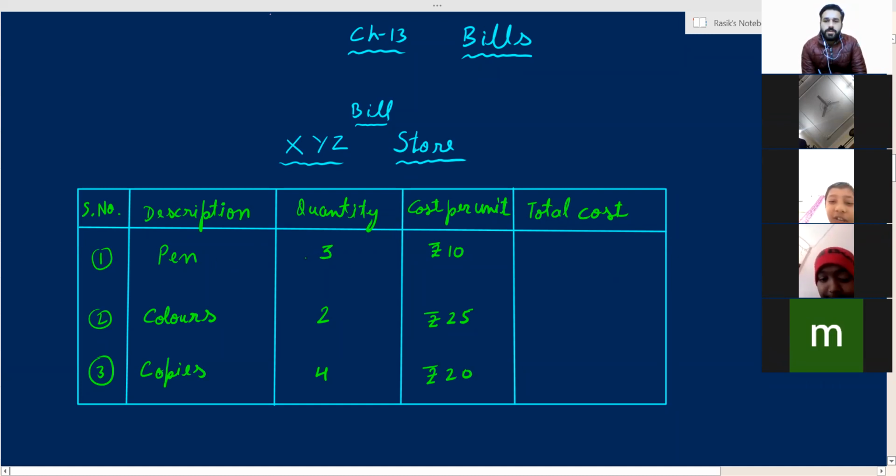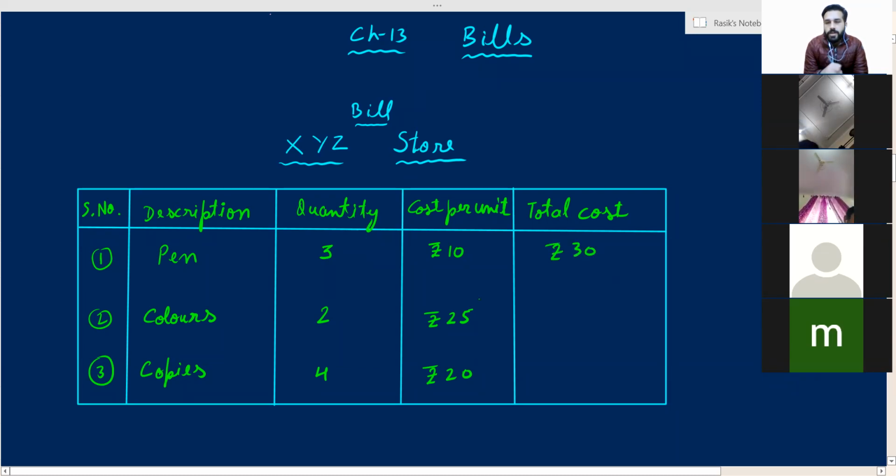Now tell me, you have bought 3 pens and the price of each pen is rupees 10. So what is the cost of 3 pens, everyone? Rupees 30. So how to calculate it? You will multiply 3 and 10, am I right? Yes, sir. So it is rupees 30, correct?